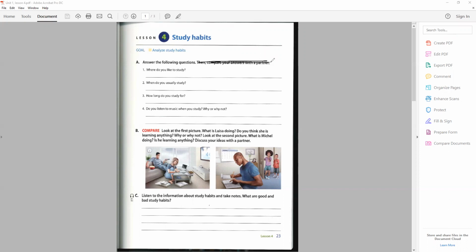Number 2 is when do you usually study? Do you have a day of the week that you study? Do you have a specific time that you study at? Number 3, how long do you study for? Are you studying English for 20 minutes? Are you studying it for 30 minutes? 5 minutes? How long are you spending on studying? And then number 4, do you listen to music when you study? Why or why not? If you listen to music, why do you? And if you don't listen to music, why don't you listen to music when you study?